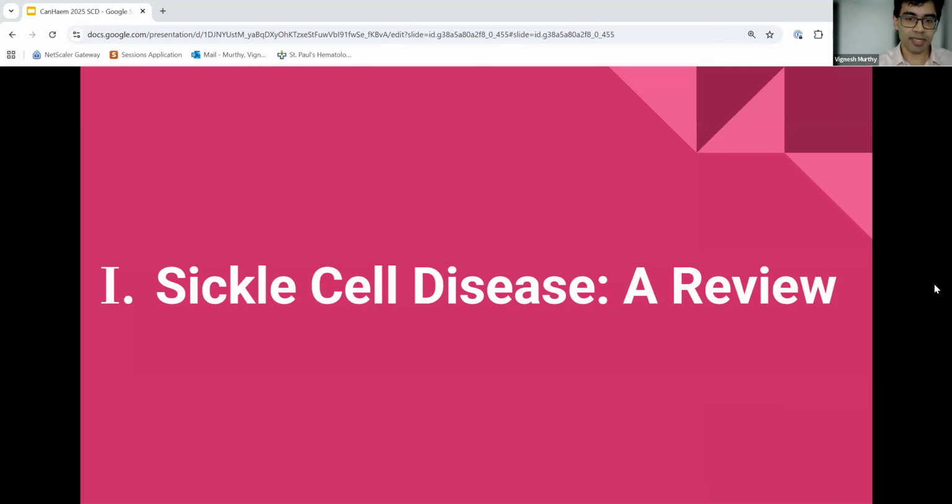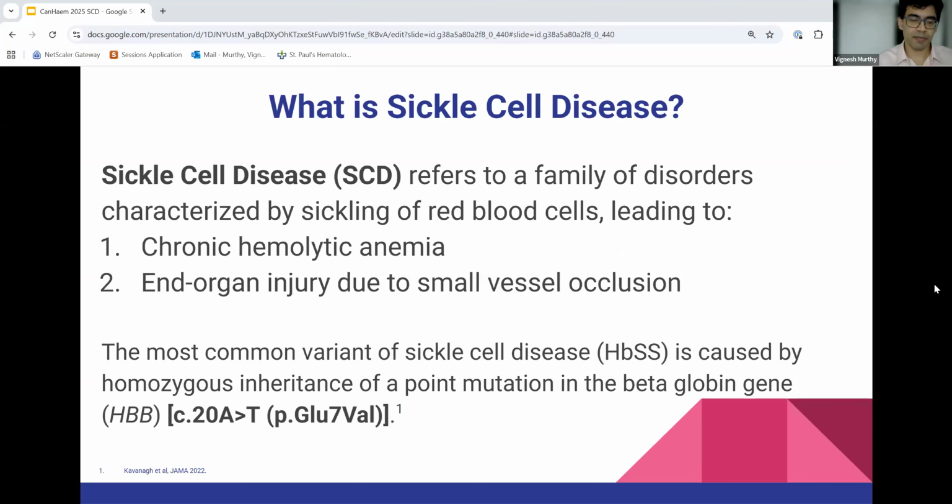So getting right into it, in terms of sickle cell disease itself. What is sickle cell disease? This is a family of disorders characterized by sickling of red blood cells, as the name implies, leading to chronic hemolytic anemia and end organ injury due to small vessel occlusion. The most common variant is called HbSS sickle cell disease, and we'll get into why shortly. That's caused by homozygous inheritance of a specific point mutation in the beta globin gene.